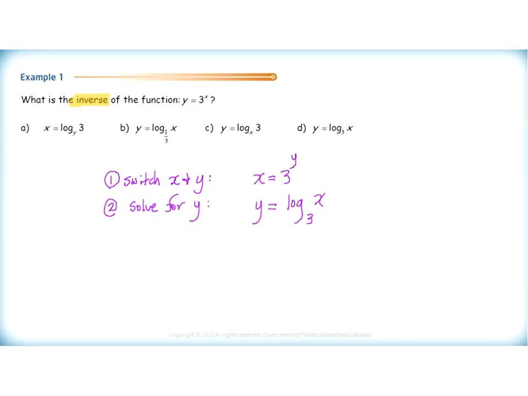Keep in mind that when you're switching from exponential form to logarithmic form, the base to the power is the same as the base to your logarithm. So that's another way of helping to remember how to switch from one form to another. So this answer then corresponds with D as your multiple choice answer.